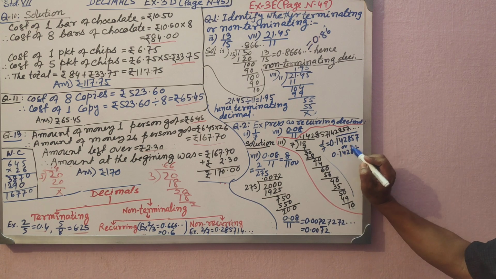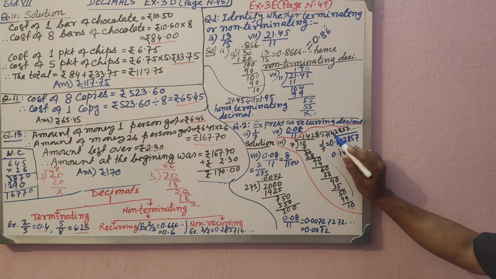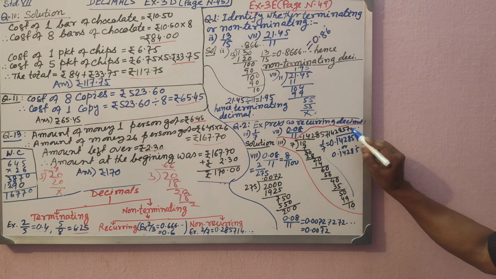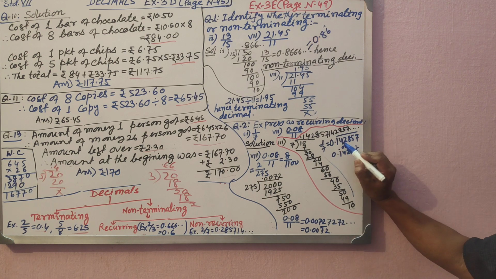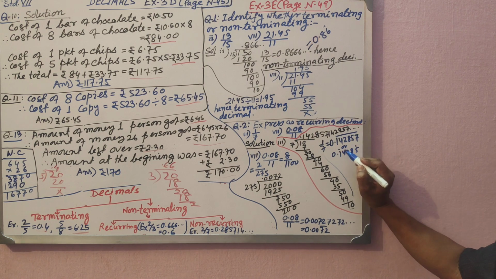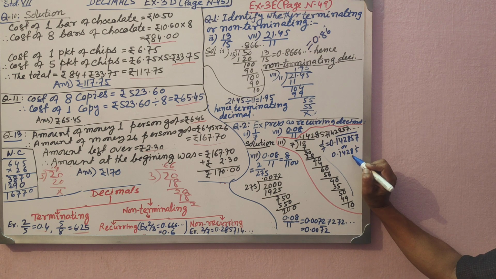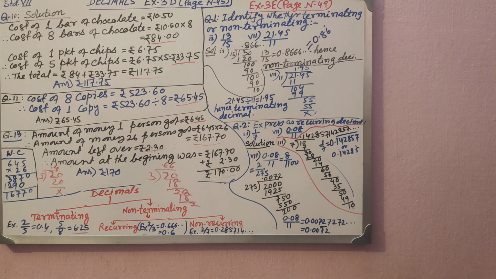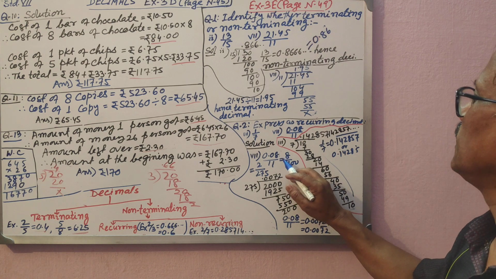So this can be written, after you do the division, without writing 142857 many times. You write it one time and put a bar over it, covering from the starting digit to the ending digit. These digits are all repeating. Understood? Now moving on to the next question.